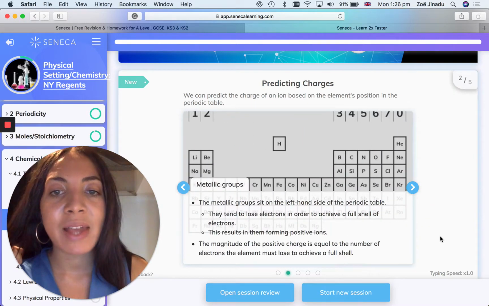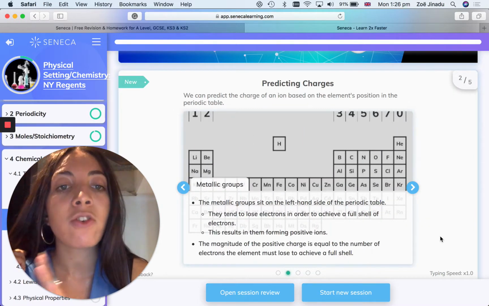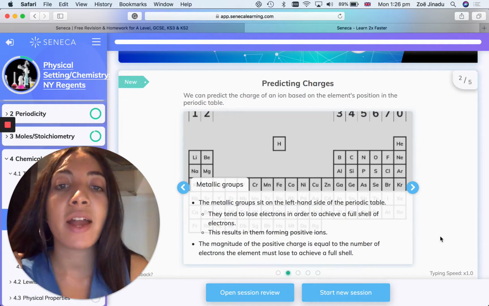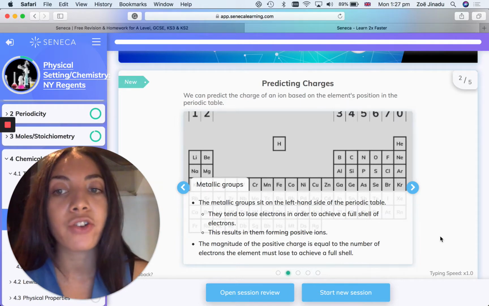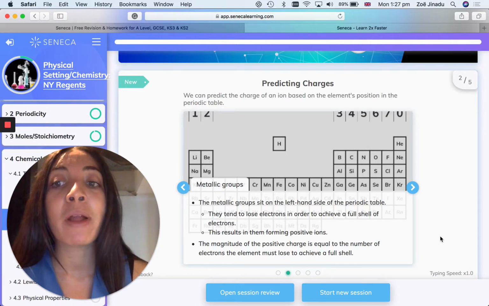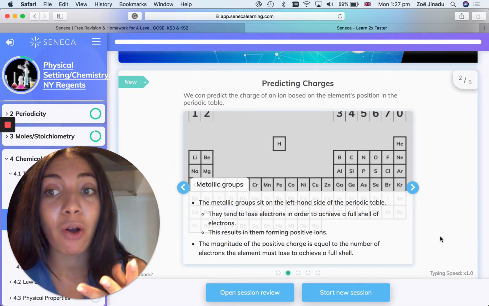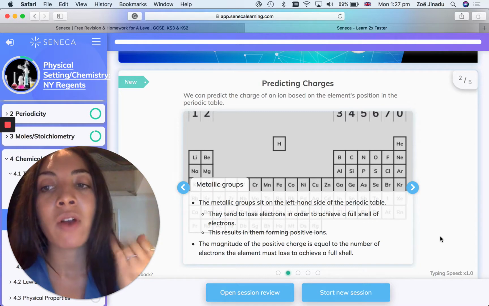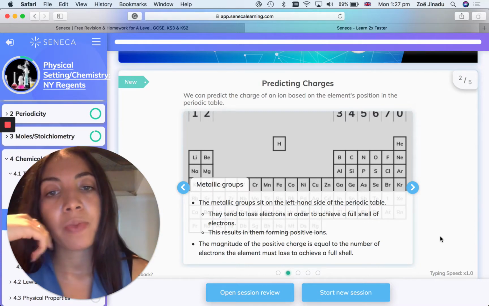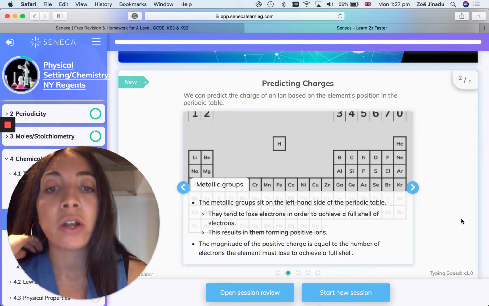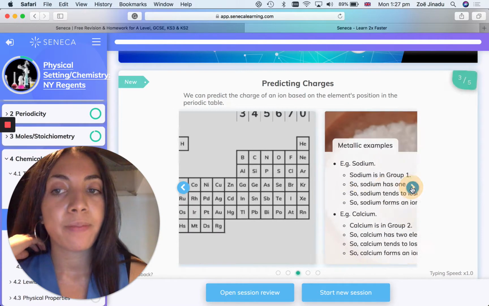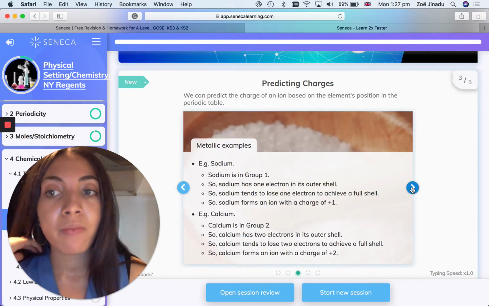So, the metallic groups sit on the left-hand side of the periodic table. They tend to lose electrons in order to achieve a full shell of electrons. This results in them forming positive ions because they've lost an electron, which means they've lost negative charge. The magnitude of this positive charge is equal to the number of electrons the element must lose to achieve a full shell. Okay, so, for example, sodium.